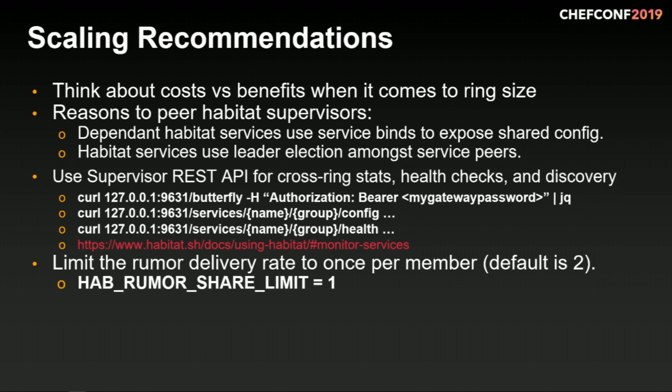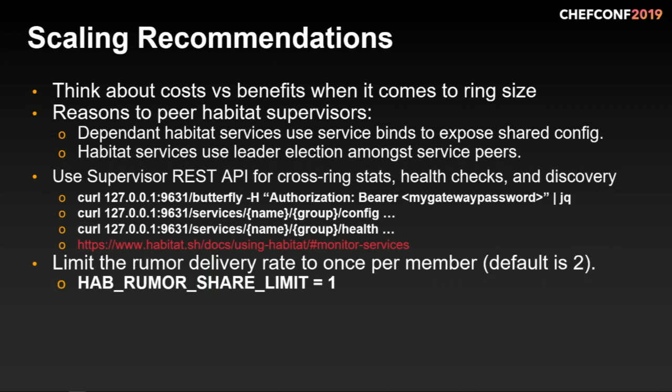One of the main ways that we do that is by leveraging the REST API of the supervisor. And pretty much everything that peered supervisors can discover from each other, you can discover across rings if you're coordinating the configuration credentials that are needed for those.